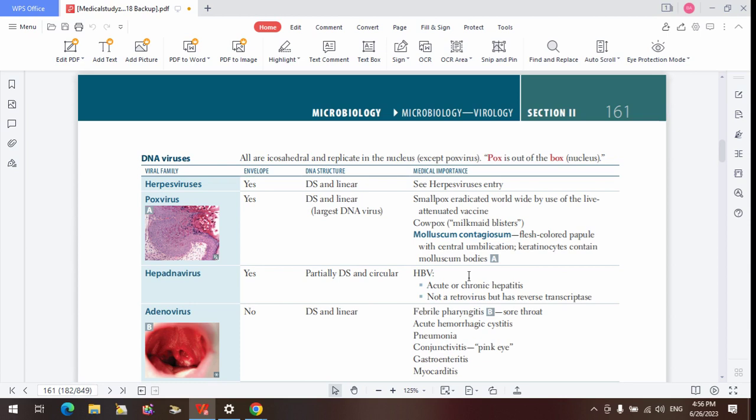Those cows can get infected with the pox virus that causes cowpox, and they can develop some blisters on their hands. So we call it milkmaid blisters, cowpox. You just see some blisters on the hand. They cannot have this one. It's not a common disease.